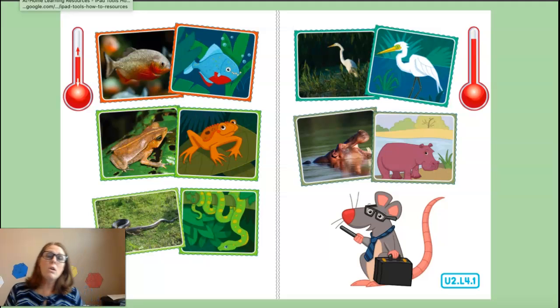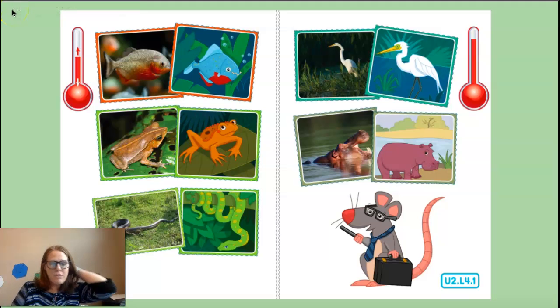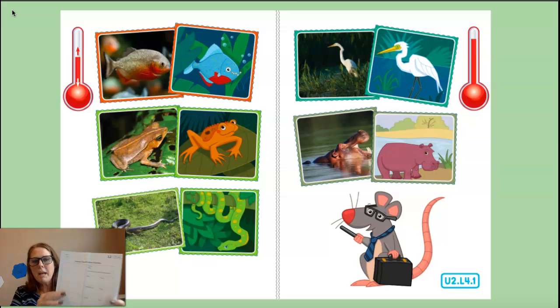Hi, boys and girls. Welcome to Unit 2, Lesson 4. This is your Read Aloud lesson. And for this, you are going to want to get out your activity book, page 3.2. It's our foldable that we started.